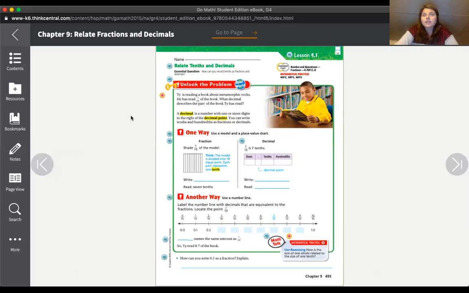Now we're actually going to be able to use place value, fractions, and decimals. So we're going to start right here. We're going to look at unlock the problem. Ty is reading a book about metamorphic rocks. He has read 7/10 of the book. What decimal describes the part of the book Ty has read?